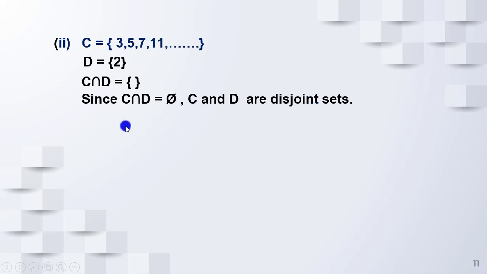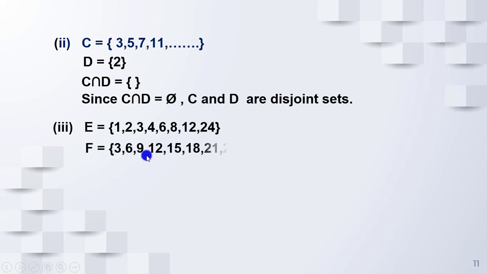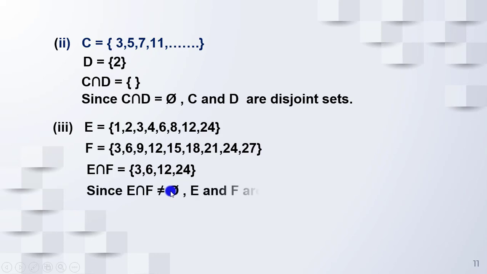And the third one is the set E, which contains the elements 1, 2, 3, 4, 6, 8, 12 and 24. And F contains 3, 6, 9, 12, 15, 18, 21, 24 and 27. Now E intersection F equals {3, 6, 12, 24}. Here it is not an empty set. Therefore, E and F are called overlapping sets.